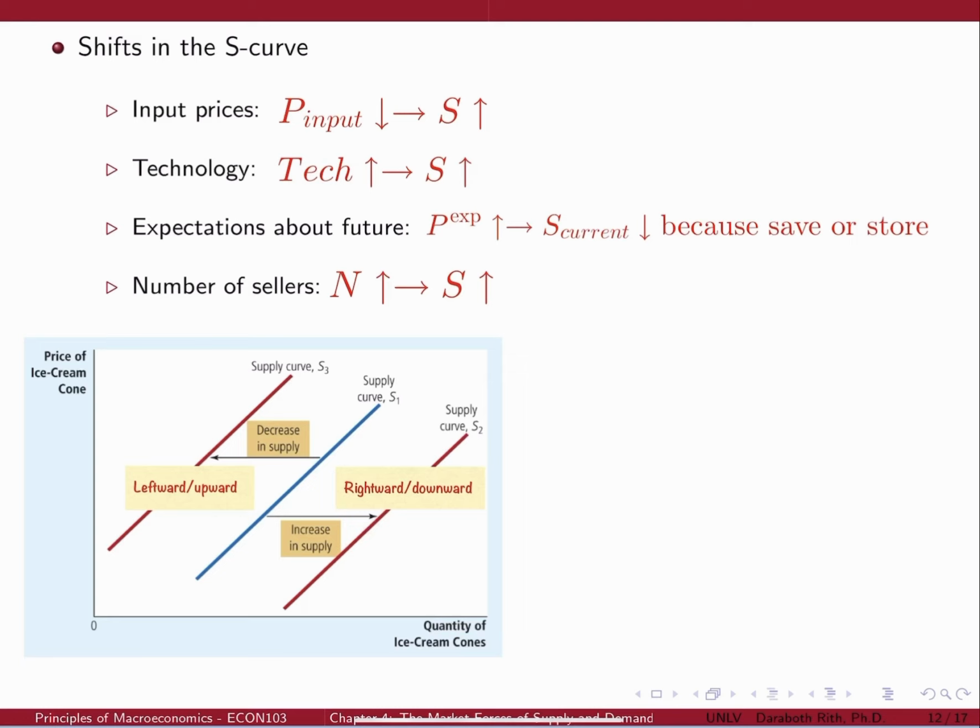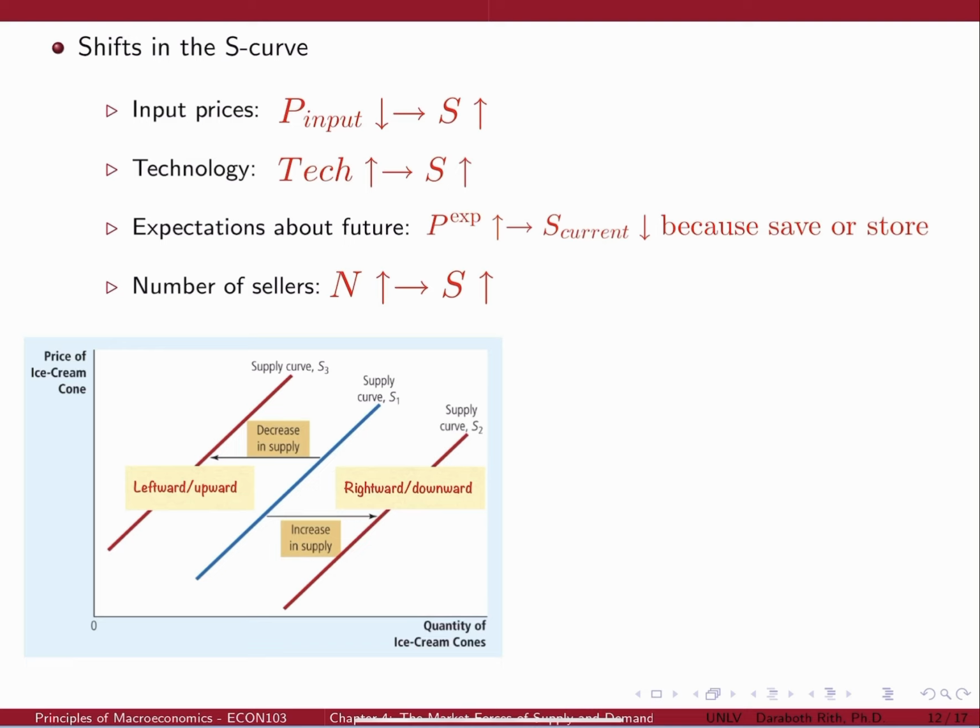Next is technology. We hear a lot and know that technology plays a big role in the production line. So here with a technology innovation or an upgrade in technological knowledge at the firm level, there will be a large increase in supply.